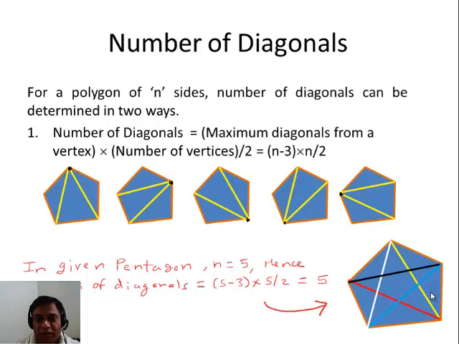For example, in a pentagon, n will be 5. Therefore, the number of diagonals will be, in brackets, 5 minus 3, that is the number of maximum diagonals from a vertex, multiplied by 5, that is the number of vertices, divided by 2. The solution of this is 5. Therefore, there are 5 interior diagonals in a pentagon.